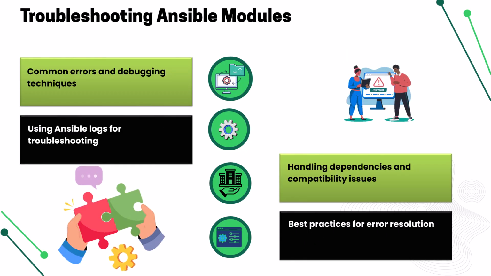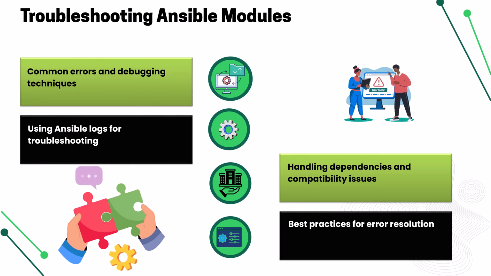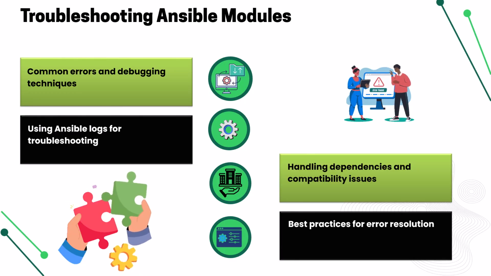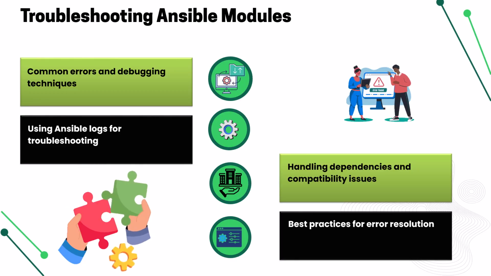Troubleshooting Ansible modules is like being a detective, spotting issues and solving puzzles. We'll start by identifying common errors and understanding debugging techniques. Ansible logs are a goldmine for insights, so knowing how to read them is key. Sometimes, compatibility issues with dependencies can ruin our day, but we'll cover ways to handle them gracefully. Finally, I'll share some best practices to ensure errors don't haunt us in production. Ready to crack the code?